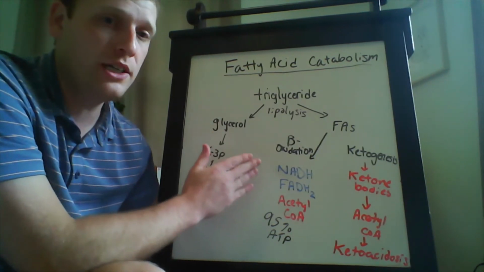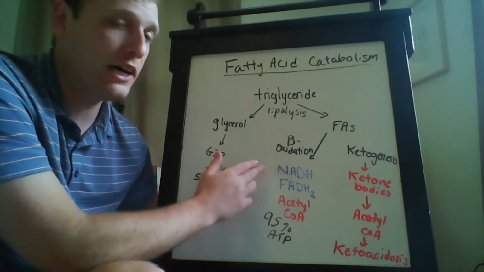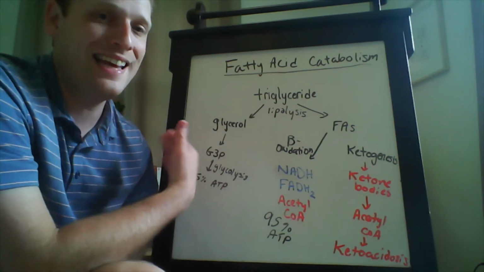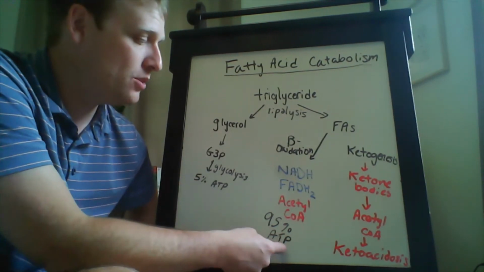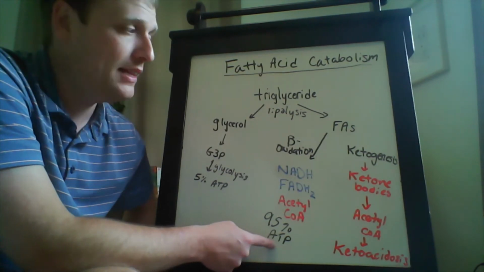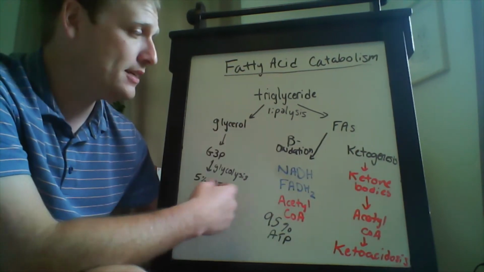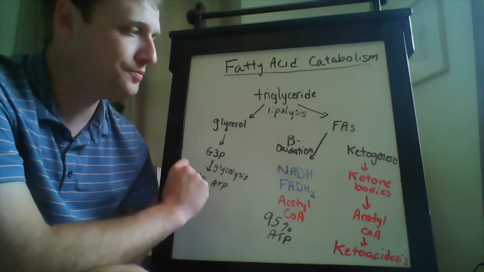So we're really using beta oxidation to generate lots of these electron carriers that can then take those electrons to the electron transport chain. And this is going to drive the formation of about 95% of the ATP that we get out of a triglyceride. It's going to be from beta oxidation of those fatty acid tails.